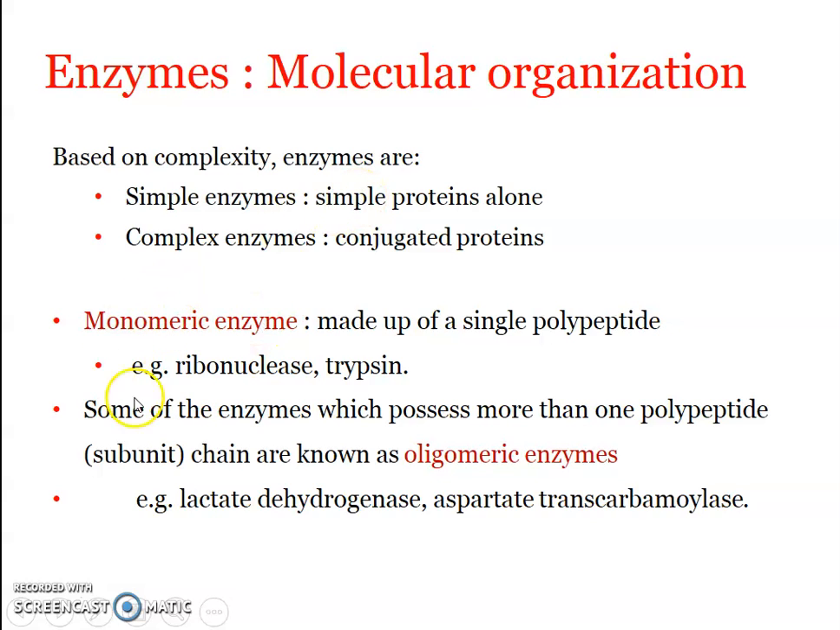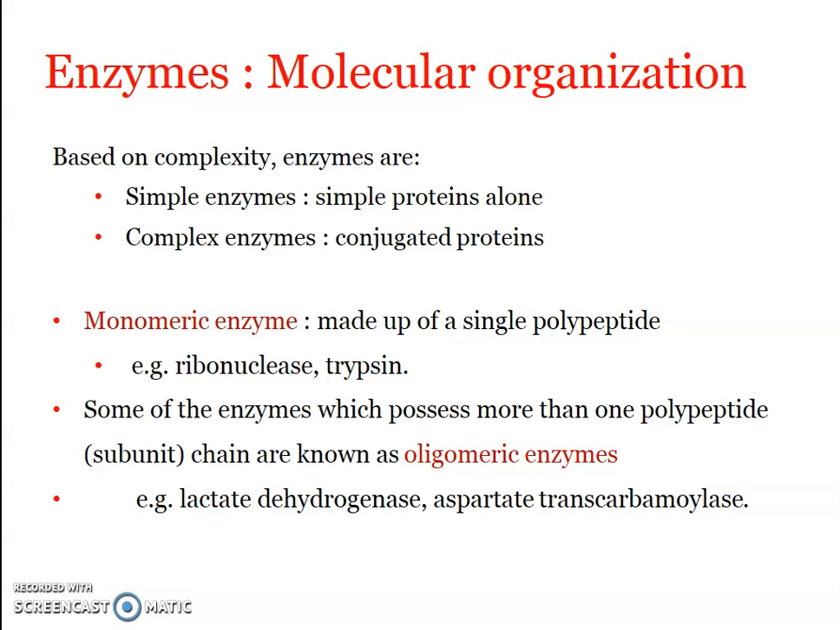Now we can find two kinds of enzymes, again based upon complexity. You can see here monomeric enzymes and oligomeric enzymes. Monomeric enzymes are made up of a single polypeptide. They are very small in size, the molecular weight is very low, and they include ribonuclease and trypsin.